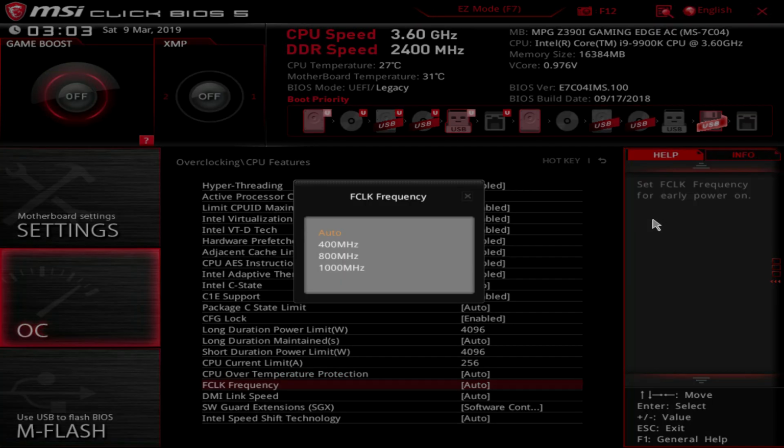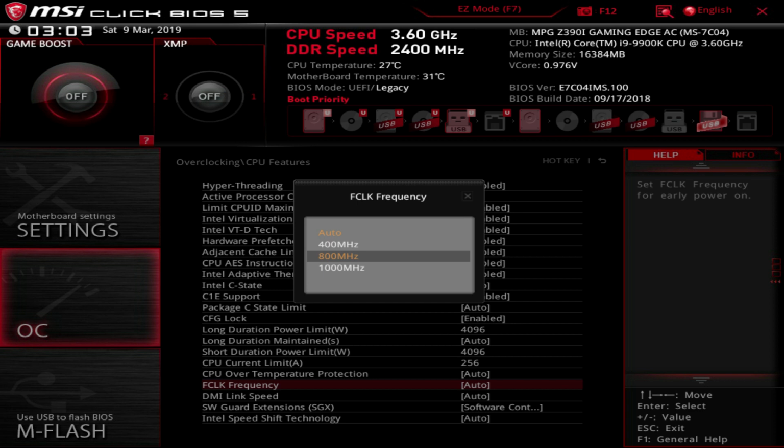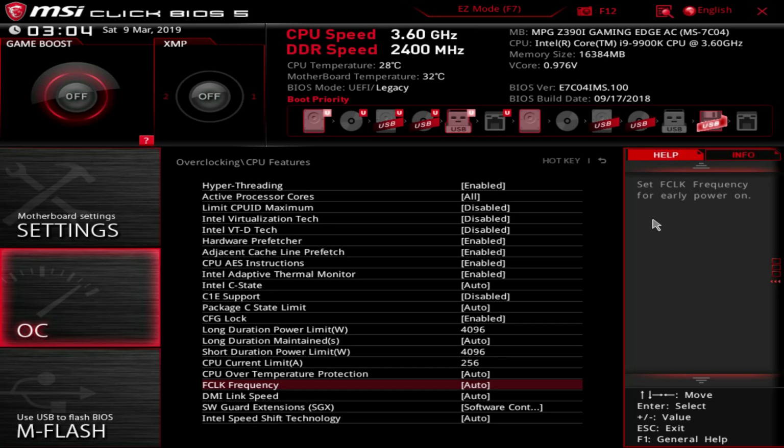Then we get FCLK frequency. I don't remember what exactly this is, but messing with this can sometimes help with memory overclocking. Generally speaking, you should leave it on auto.